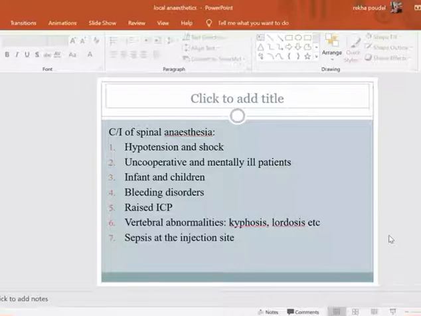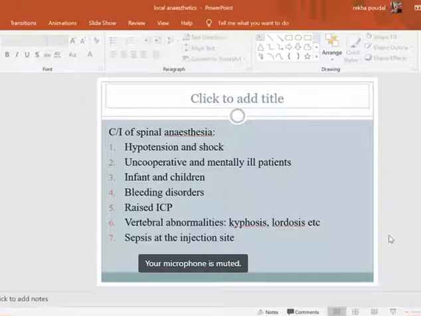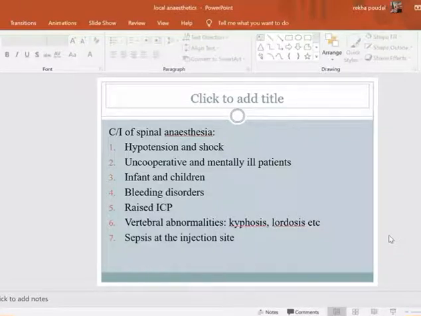It should not be given in case of infants and children for the same reason, and it should not be given for bleeding disorders because there may be a chance of excessive bleeding. It should not be given in case of raised intracranial pressure, because if the patient has raised ICP, the patient already has headache due to raised intracranial pressure. So if we give spinal anesthesia, there will be leakage of cerebrospinal fluid, which will again increase the ICP, worsening the headache. So we have to contraindicate spinal anesthesia if the patient has raised intracranial pressure.